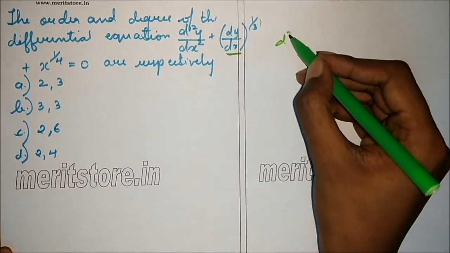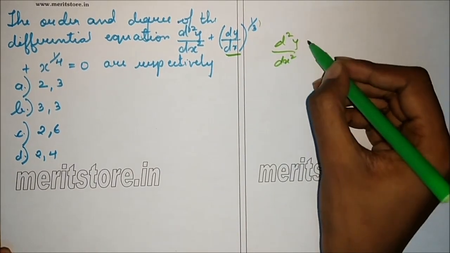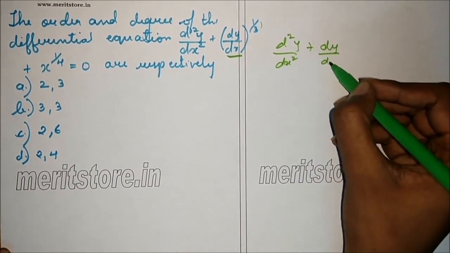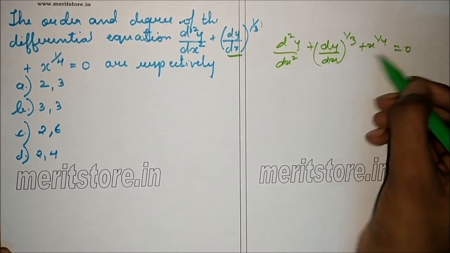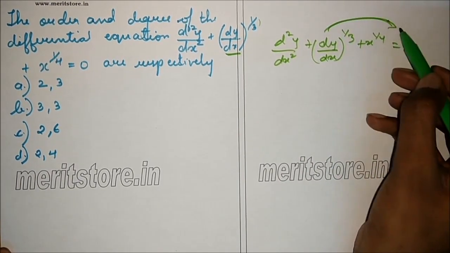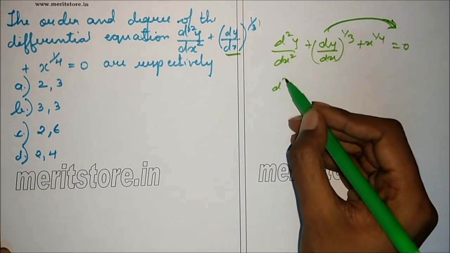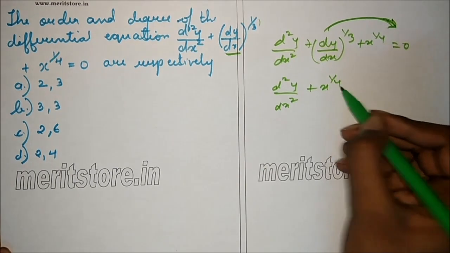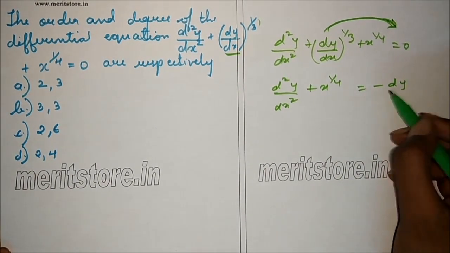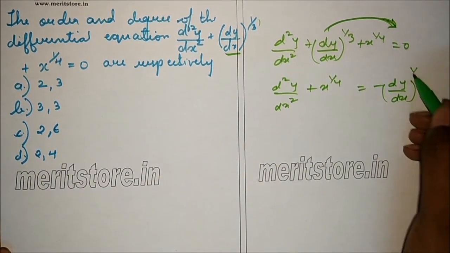So given is d2y/dx² + (dy/dx)^(1/3) + x^(1/4) = 0. So we separate this by bringing it to the RHS. So this will be d2y/dx² + x^(1/4) = -(dy/dx)^(1/3).